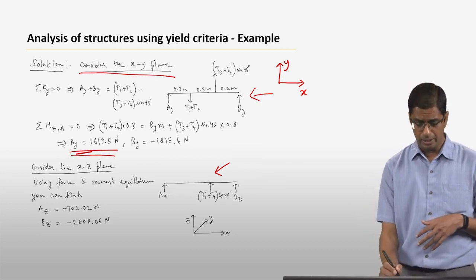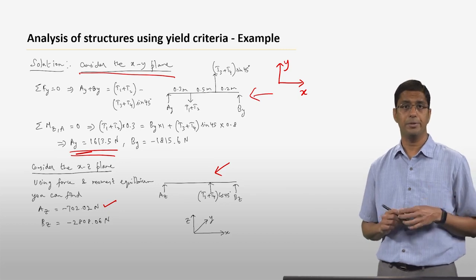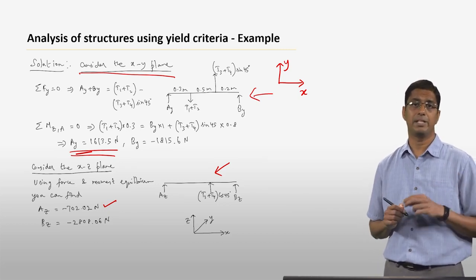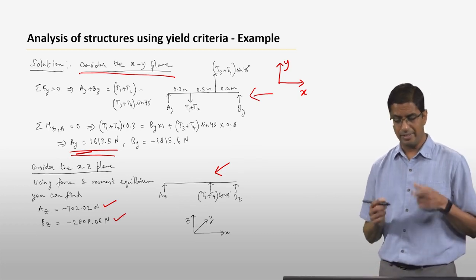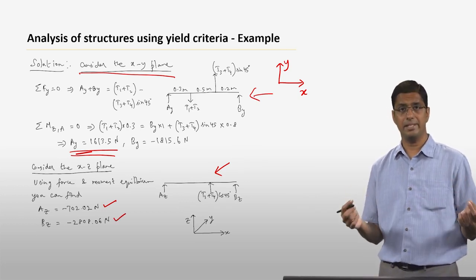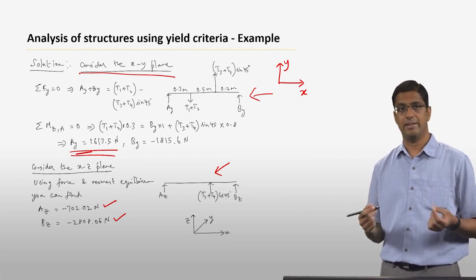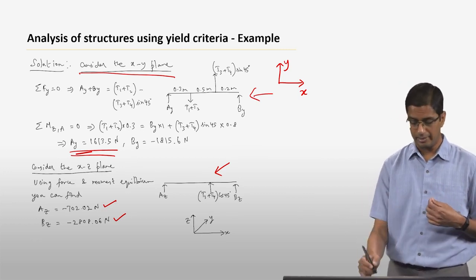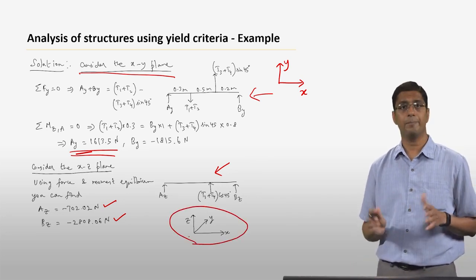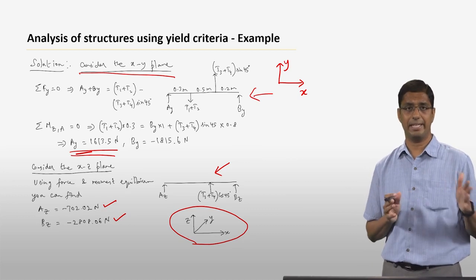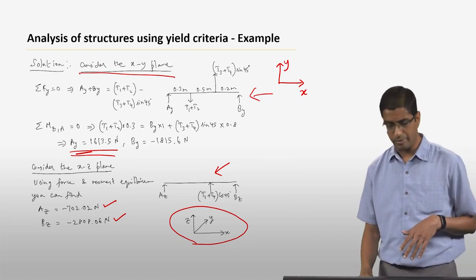And if you do that, you find that AZ is minus 702.02 newtons and BZ is minus 2808.06 newtons. Again, what it essentially means is that we have assumed that AZ and BZ are in the positive z direction, but it turns out that actually they are in the negative z direction. Okay. Again, this is the coordinate system under which we are analyzing the free body diagram in the xz plane. Okay. Again, this is something that you have done many times, so you should be fairly comfortable doing this.